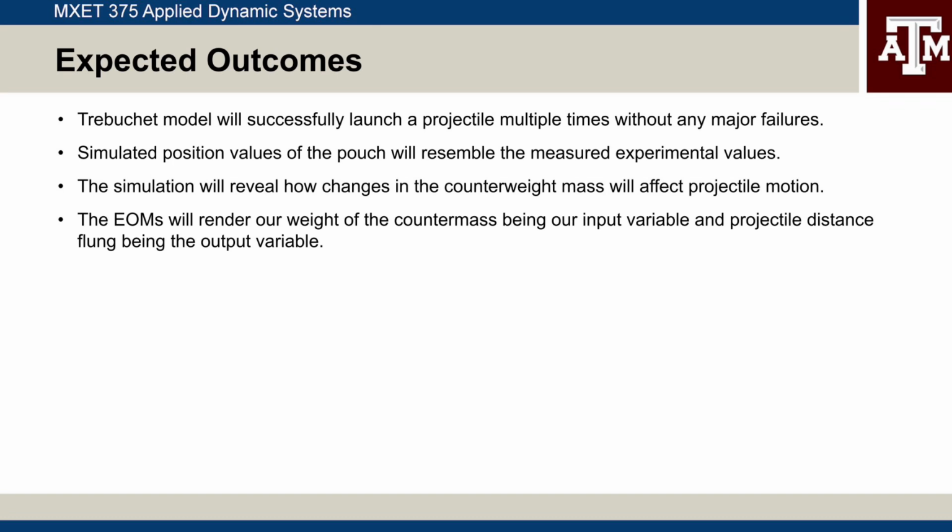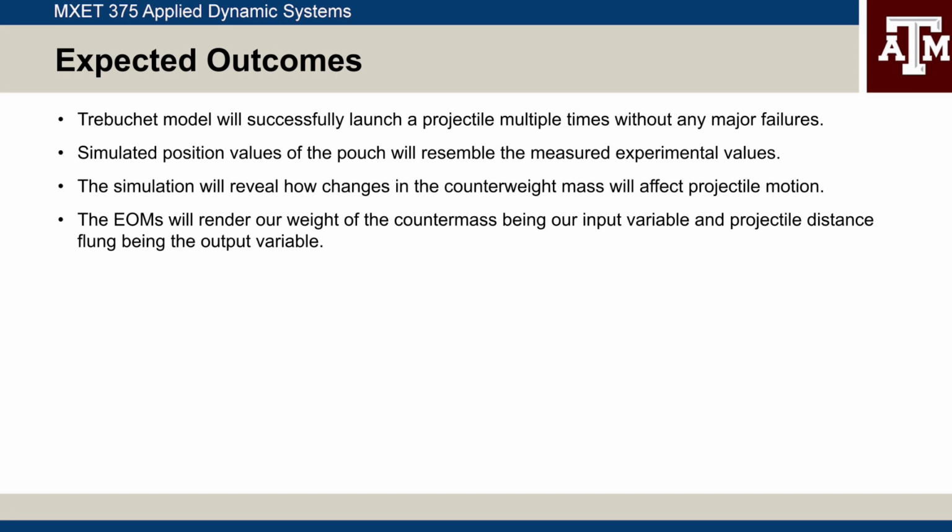The simulation will also reveal how changes in the counterweight's mass will affect the projectile motion, i.e., resulting in a longer thrown distance by the catapult when a larger mass is utilized, as that's the expected theory of how this object works.